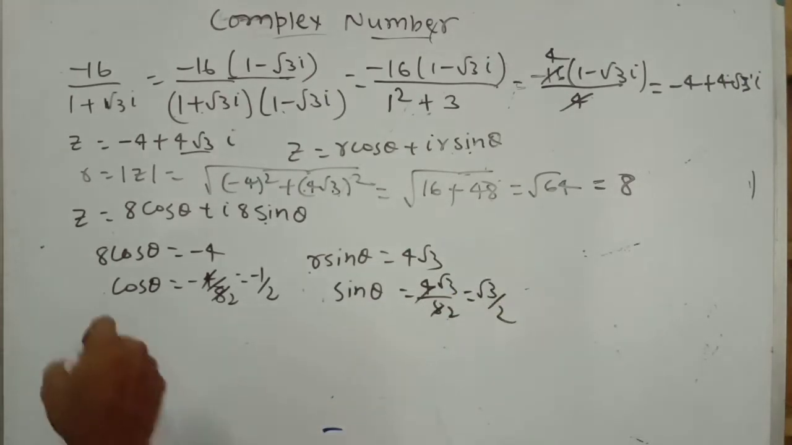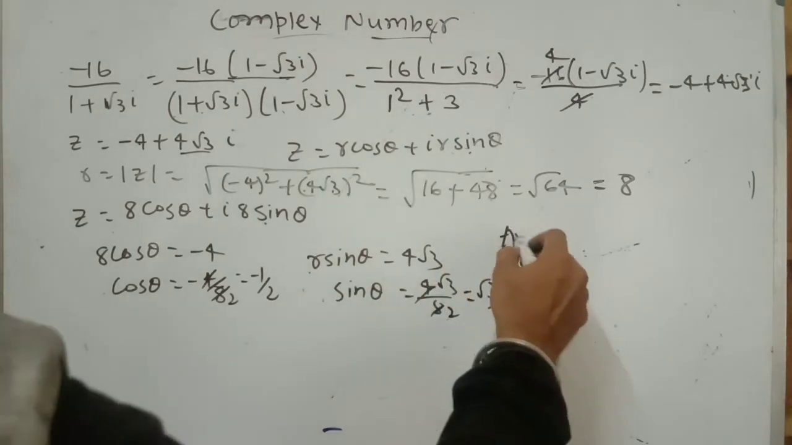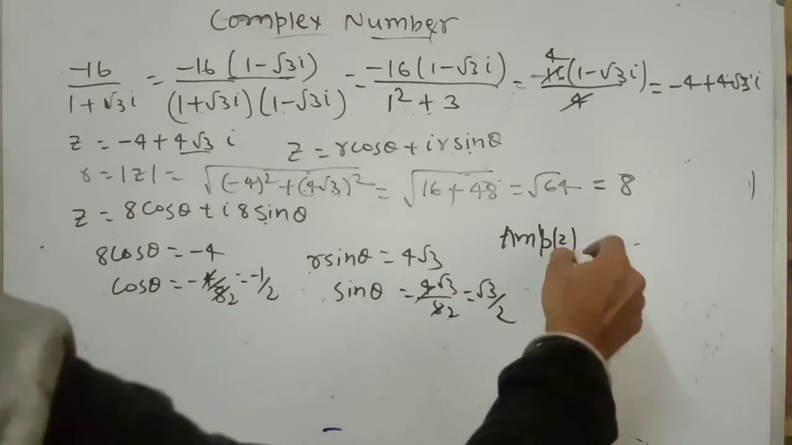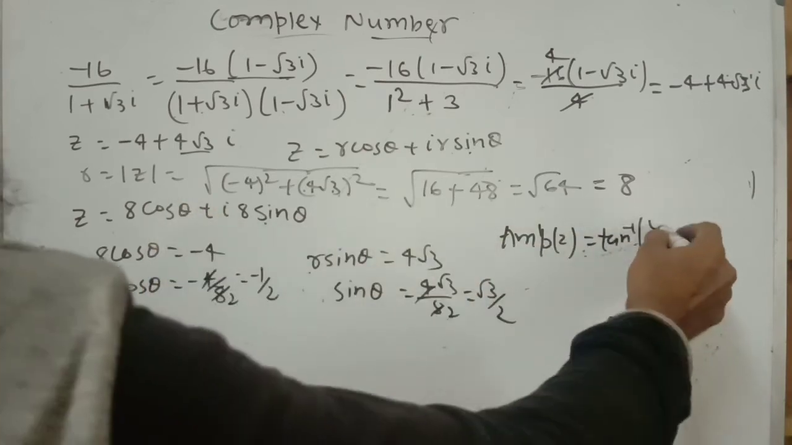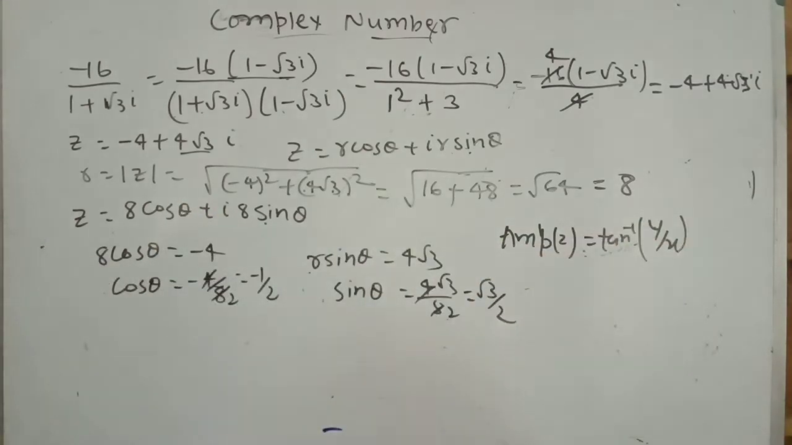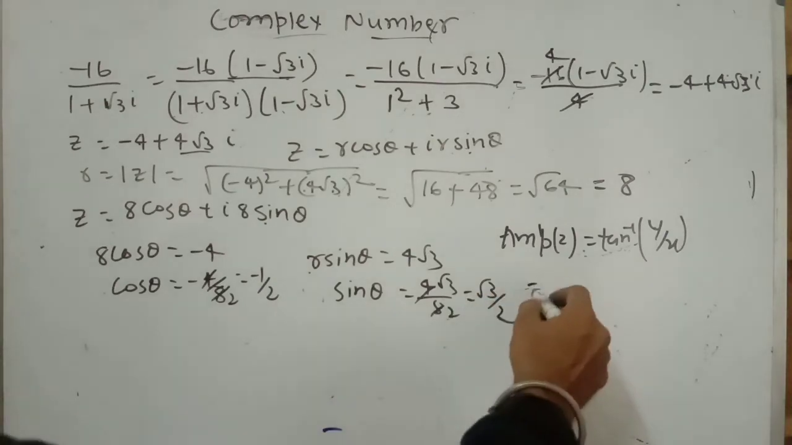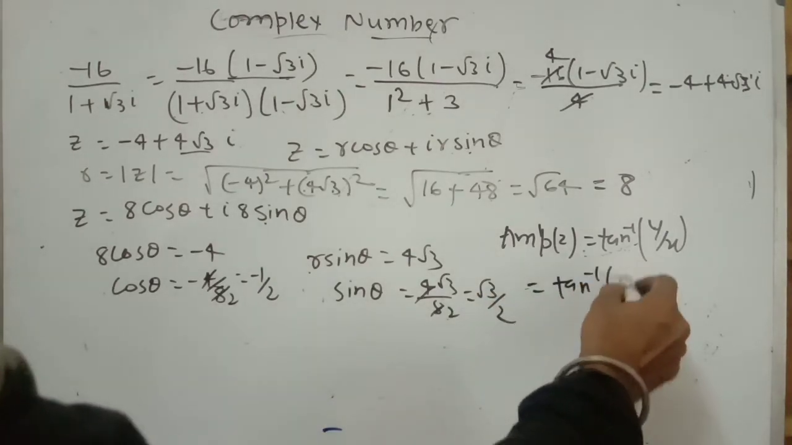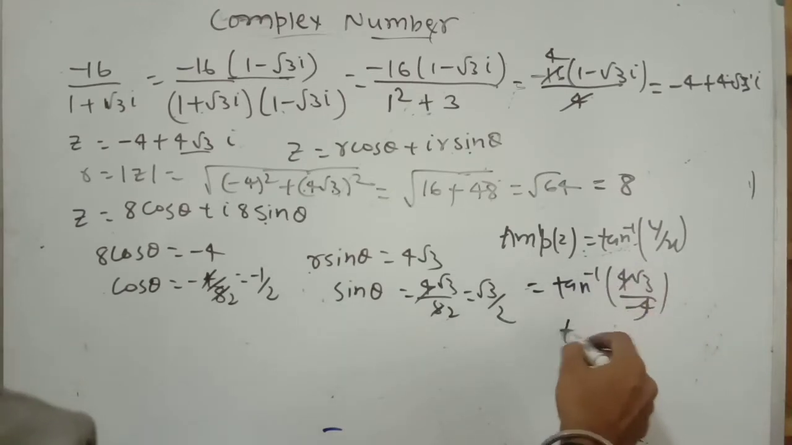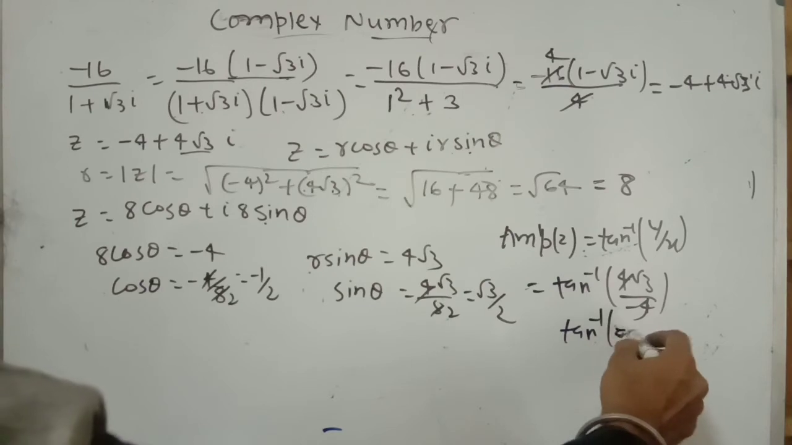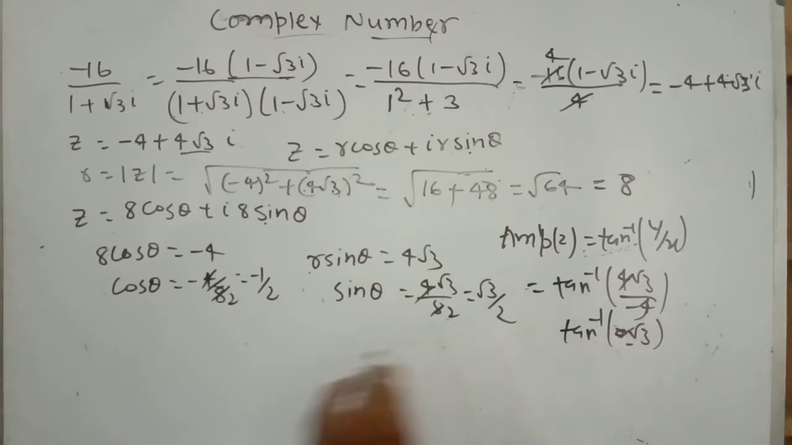Okay, and we know that the amplitude of z equals tan inverse y by x. So y is the imaginary part of the complex number, and x is the real part of the complex number. So you can write tan inverse here, 4 root 3 by minus 4. It will become tan inverse minus root 3. Okay, so according to this, tan inverse minus root 3.